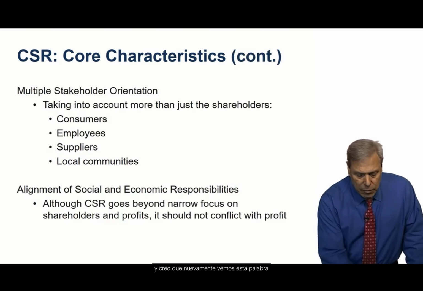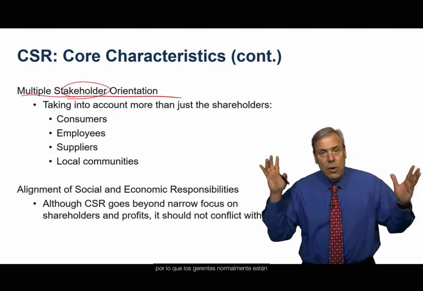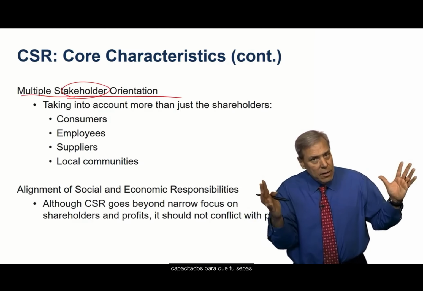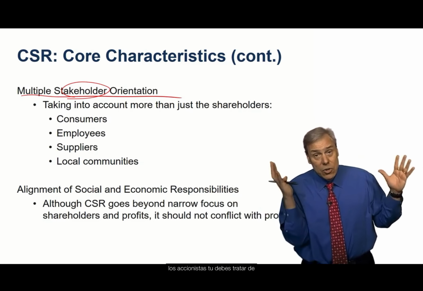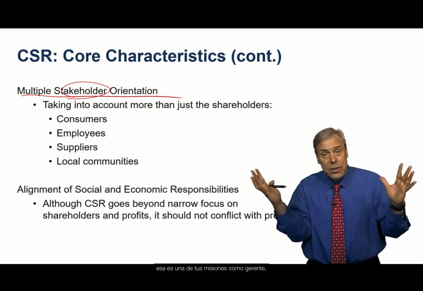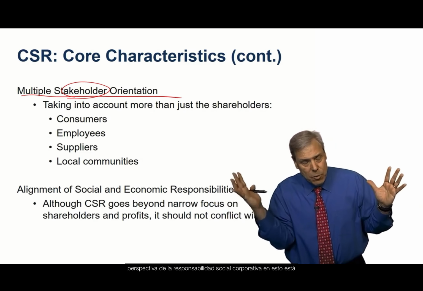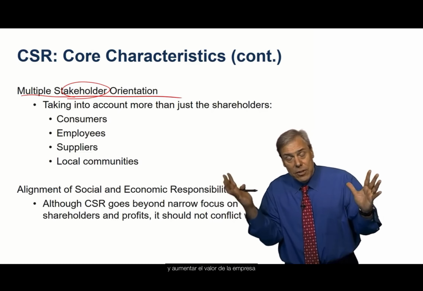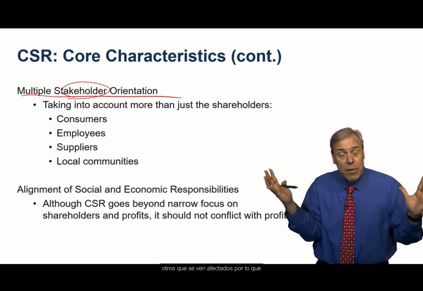And again, we see this word stakeholder, a multiple stakeholder orientation. Managers are normally trained that you should maximize the value of the company for the shareholders. You should try to increase the value of this company. That's one of your missions as a manager. So the corporate social responsibility perspective on this is, well, yes, you should increase profits and increase the value of the company for the shareholders, but there are others who are affected by what the company does.